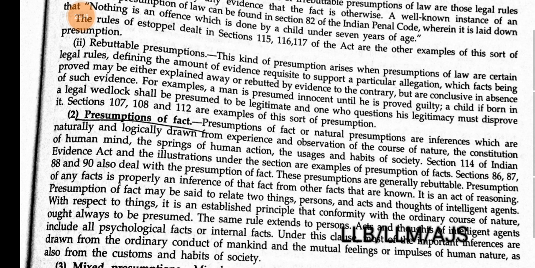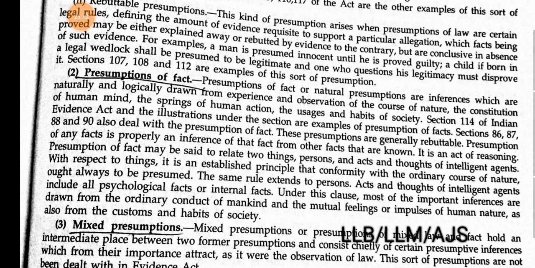An accused person is always presumed innocent until and unless he is proved guilty. Okay, so an accused person is always presumed innocent until he is convicted or proved guilty. A child, if born in lawful wedlock, shall be presumed to be legitimate, and one who questions its legitimacy must disprove it, and the burden of proof lies upon the person who questions it. Sections 107, 108, and 112 are examples of this sort of presumptions.